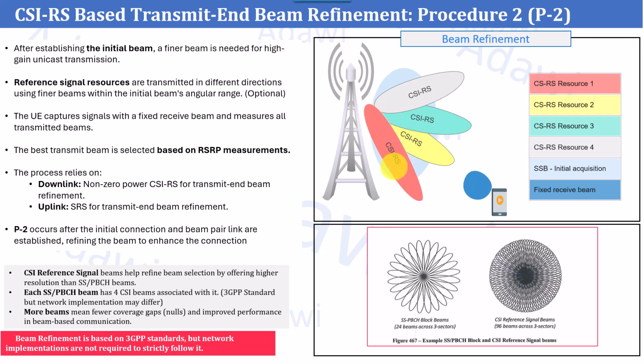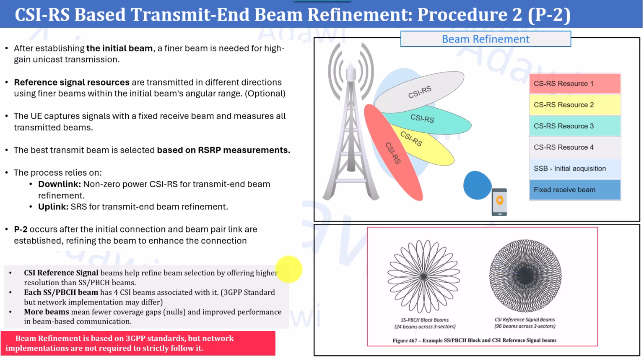So this is again related to the beam refinement, which I explained in the very beginning as well. If you read the bottom left figure here, it says that the CSI reference signal beams help to refine the beam selection by offering higher resolution than the synchronization signal block. For example, the synchronization signal block, for one beam, was kind of wider. So now we have higher resolution for the CSI-RS. And each SSB beam can have up to 4 CSI-RS beams. So if you have 8 SSB beams, this means you will have 8 multiplied by 4, 32 in the complete cell, as we highlighted also in the very beginning.